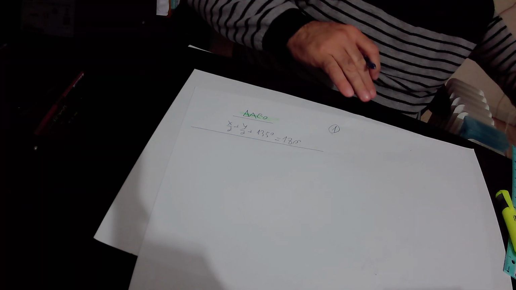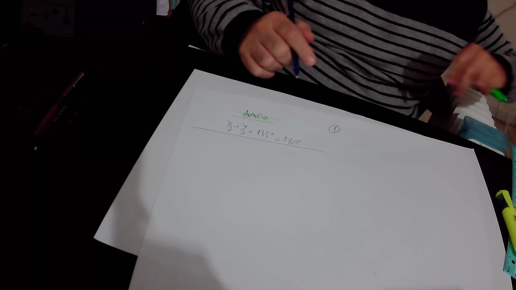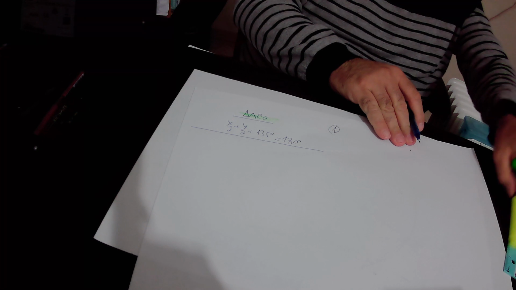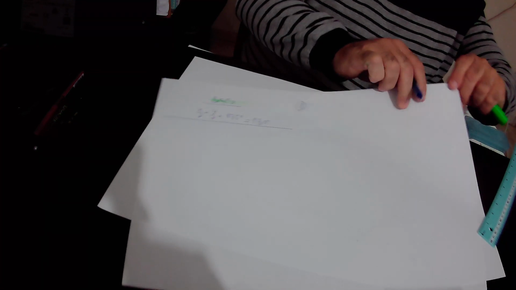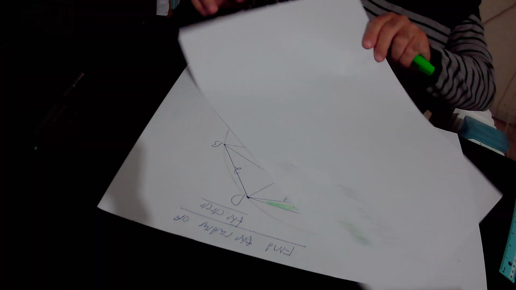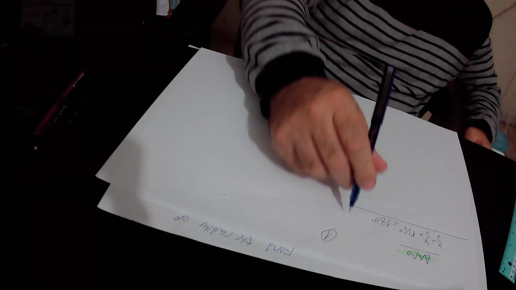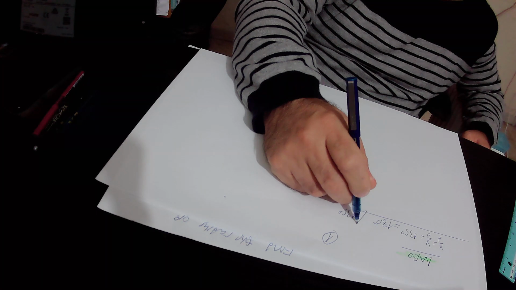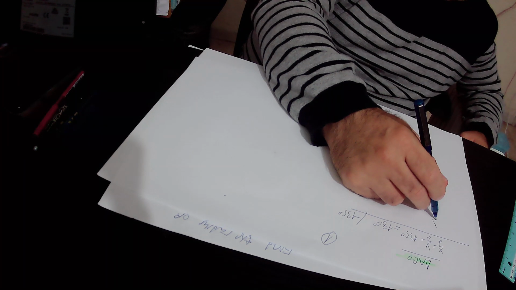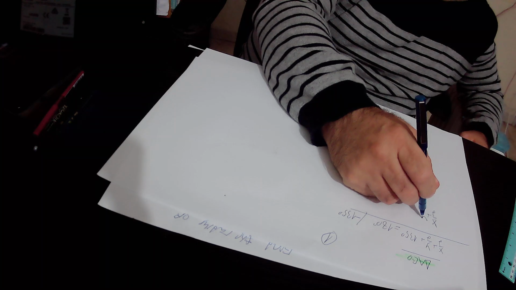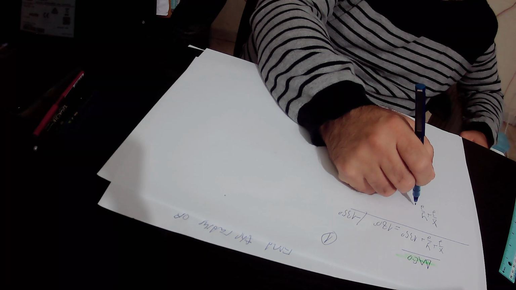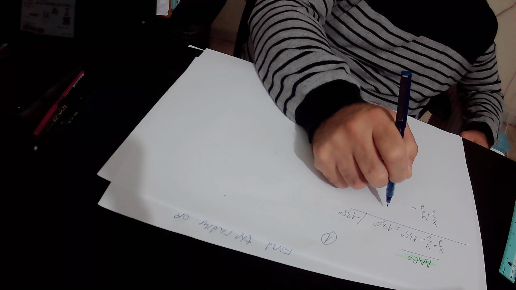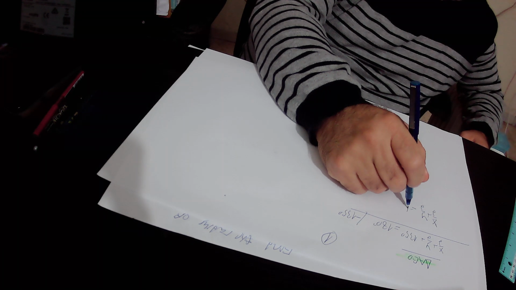So we subtract 135 degrees from this equation, and we get that x over 2 plus y over 2 equals 180 degrees minus 135 degrees, which is 45 degrees.